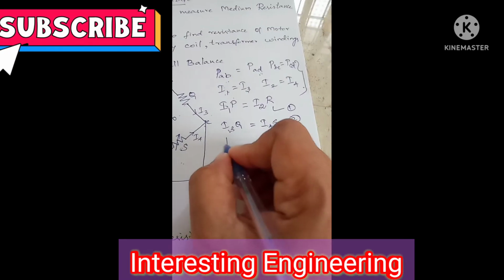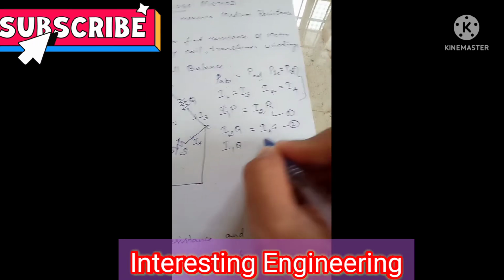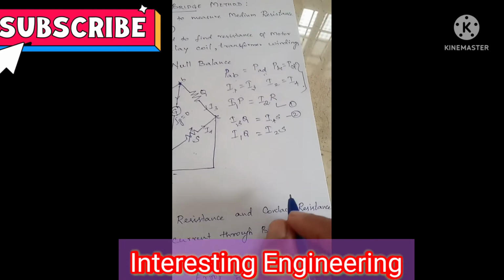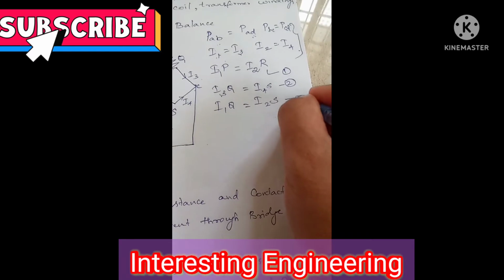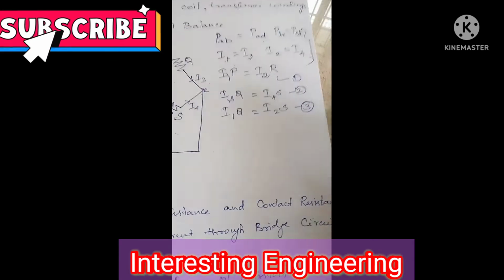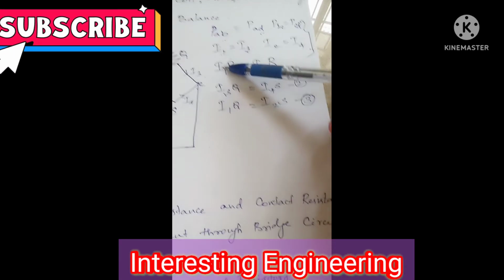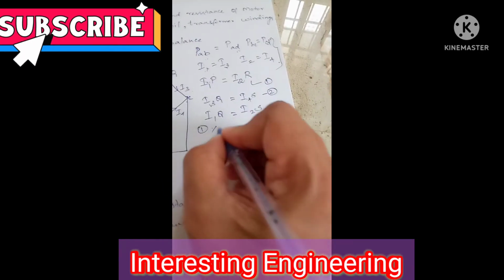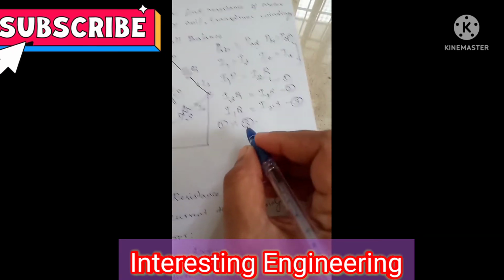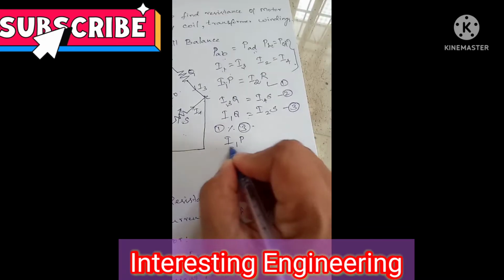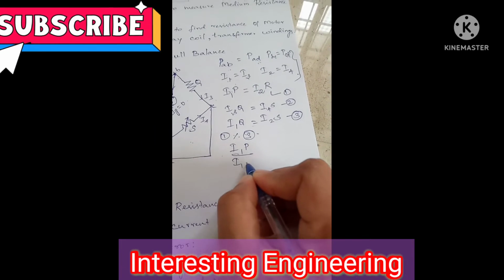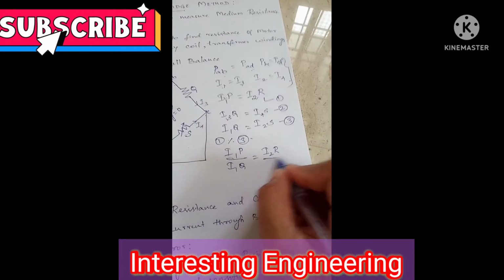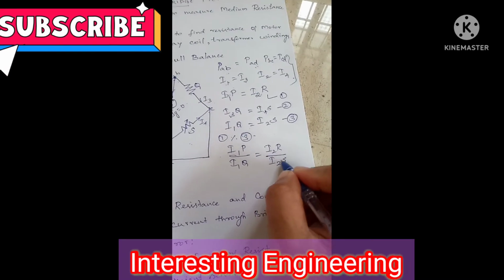So we can write it as I1 into Q is equal to I2 into S. Then let me represent it as equation number 3. Now I am going to find the ratio of equation 1 to equation 3. So equation 1 divided by equation 3, we can write it as I1P divided by I1Q is equal to I2R divided by I2 into S.